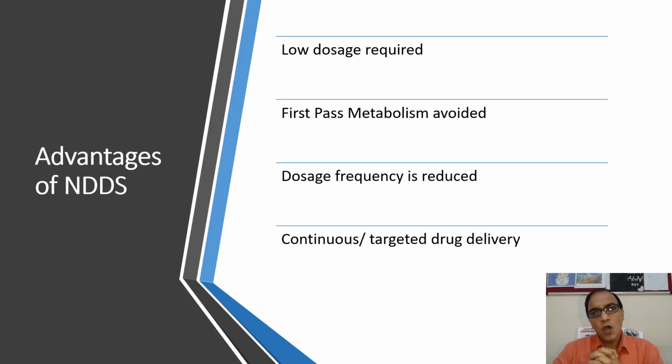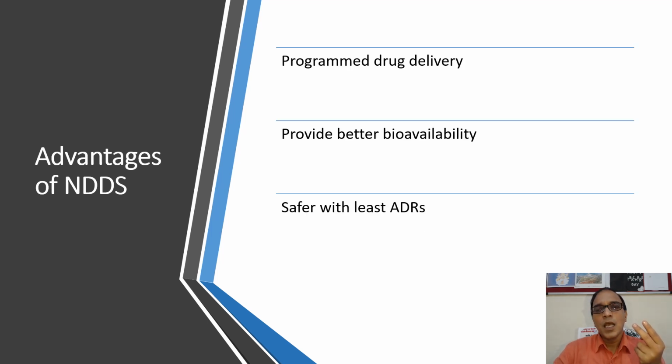What are the advantages of NDDs? First of all, a low dose is required. First pass metabolism is avoided, and dosage frequency is reduced. You do not have to take it twice a day, thrice a day, four times a day. Just once daily doses may work in that case. And you can have continuous targeted delivery in the NDDS case. Okay. Programmed drug delivery is an advantage. You can also have better bioavailability with the NDDS, and they are safer with the least adverse drug reactions.